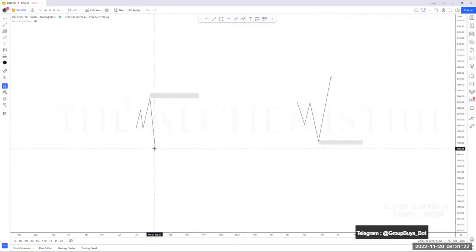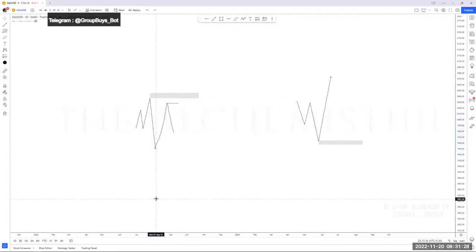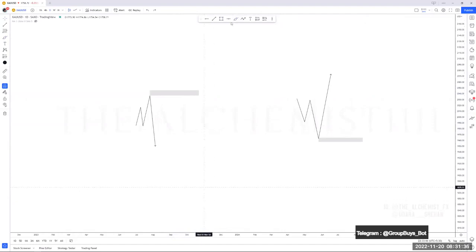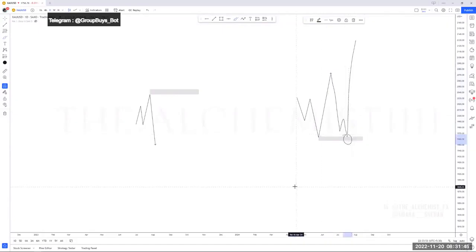But if it is reaching here and even if it does this, creates a high like this, you can still expect this to happen, as long as it creates liquidity. The most important thing is you need to see liquidity below the resistance. And the same thing in here: it has to have liquidity above the support, like this. That is when we know that this zone will hold.